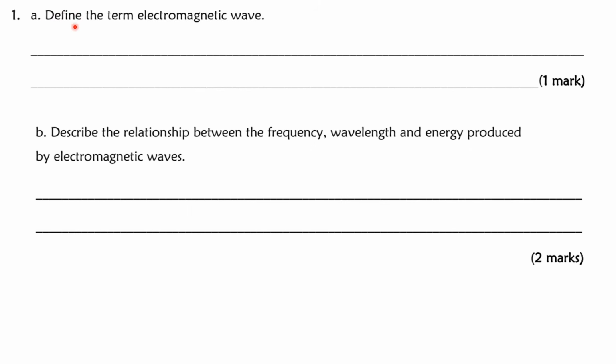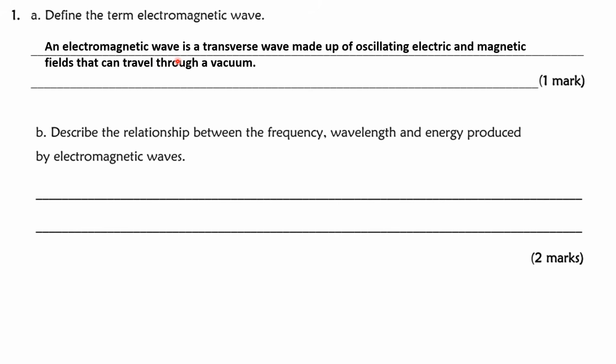Question number 1, define the term electromagnetic wave. Electromagnetic wave is defined as a transverse wave made up of oscillating electric and magnetic fields that can travel through a vacuum. In other words, they are waves that can travel in a vacuum independent of material medium.